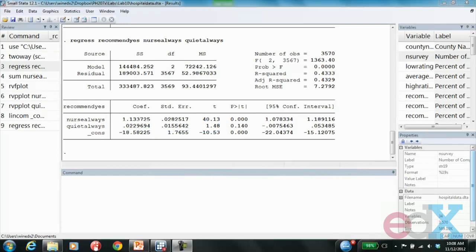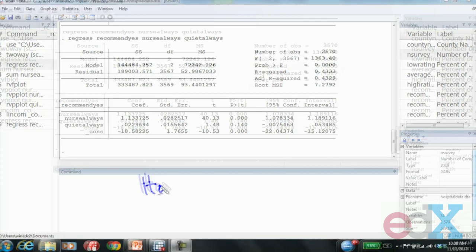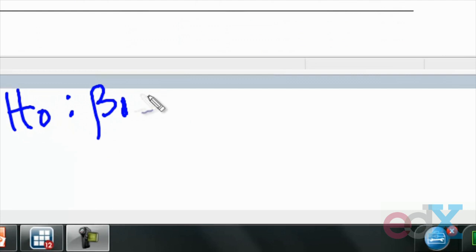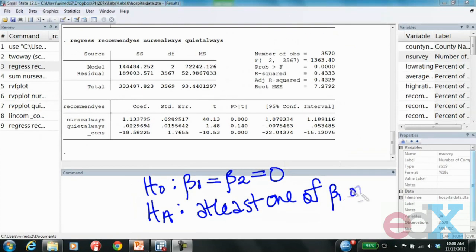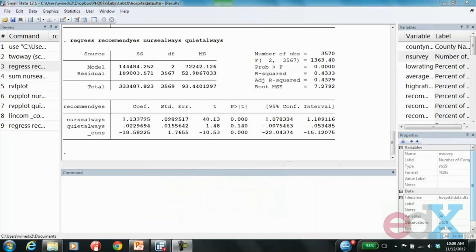Now, if I do a bunch of these univariate hypothesis tests, I can run into problems with multiple comparisons. Another test that I could do is I could jointly test whether both beta 1 and beta 2 are equal to 0, versus the alternative hypothesis that at least one of beta 1 or beta 2 is not equal to 0. I can't directly perform this hypothesis test using the output of the linear regression.